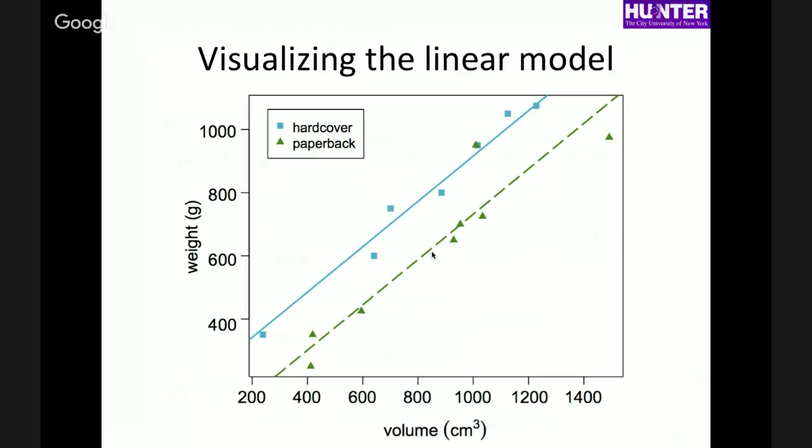So this is what a fit of one continuous, one categorical variable with no interaction looks like. If we had magazine in here, then we would just add a third level or a third line to it.